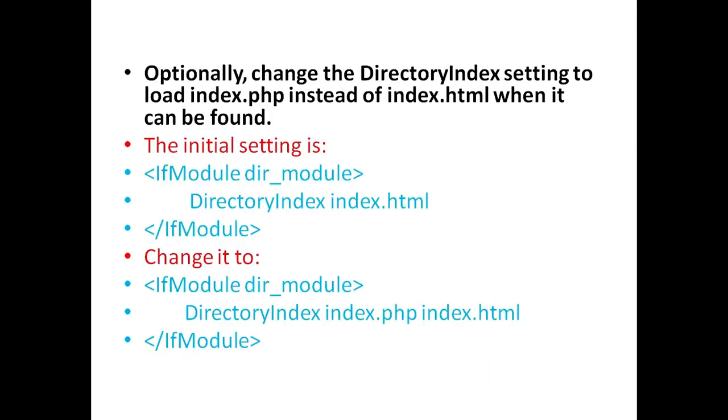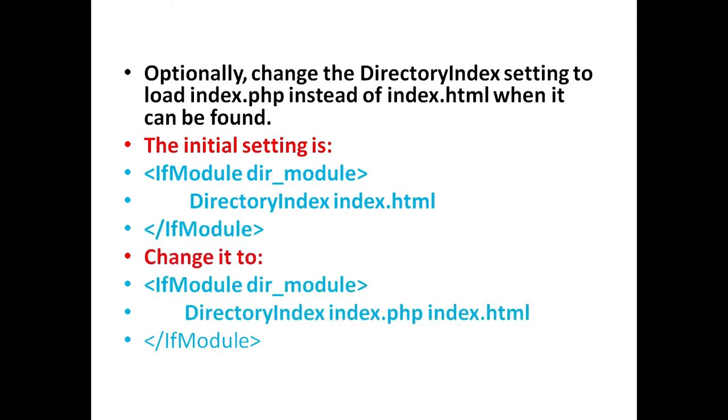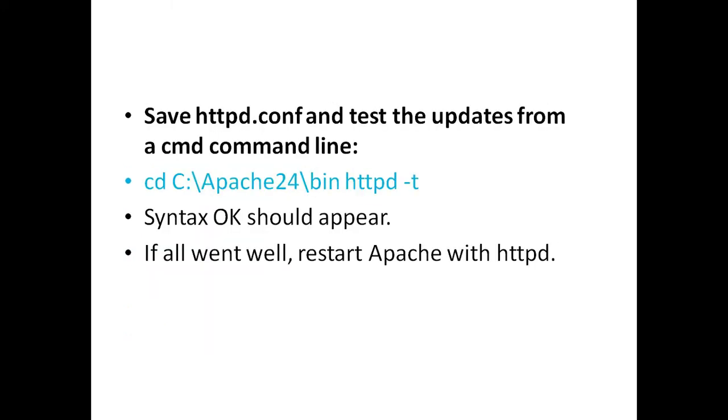Optionally change the directory index setting to load index.php instead of index.html when it can be found. The initial setting is DirectoryIndex index.html. Then change it to DirectoryIndex index.php index.html. Save the httpd.conf file and test the updates from a command line with the following commands.